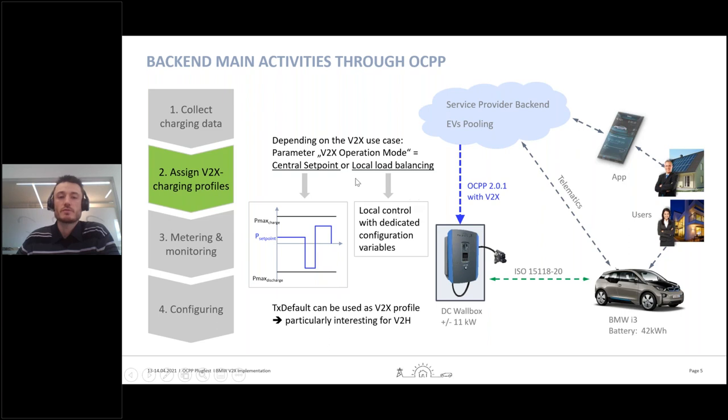For the vehicle to home use case, we use a local load balancing mode, and that will trigger local control based on values from the smart meter. An interesting function is that we could send the V2X profile as a TX default profile, so that we don't need to systematically send a new profile to the wallbox if it is always the same. That is the case for the vehicle to home use case.